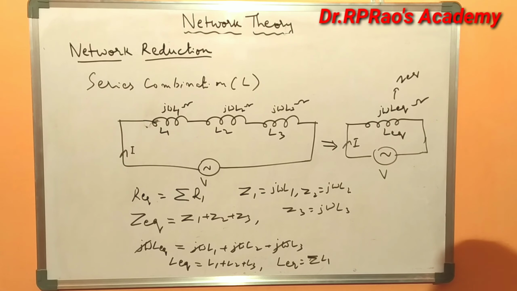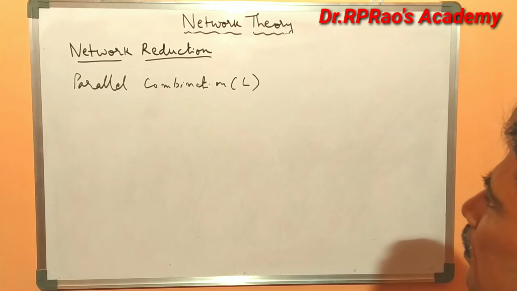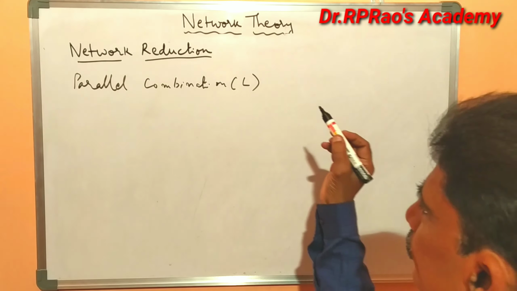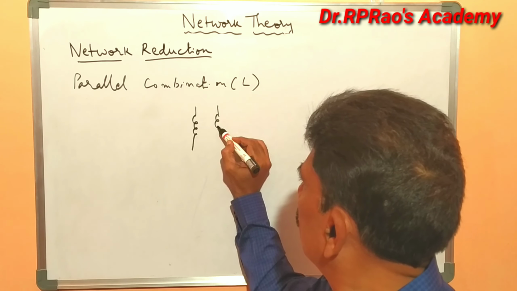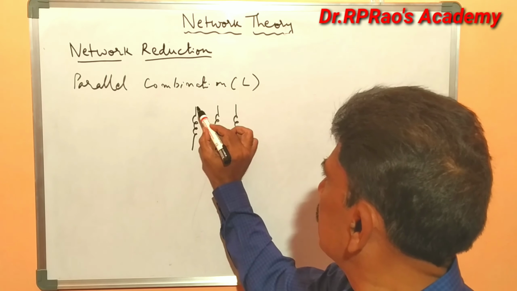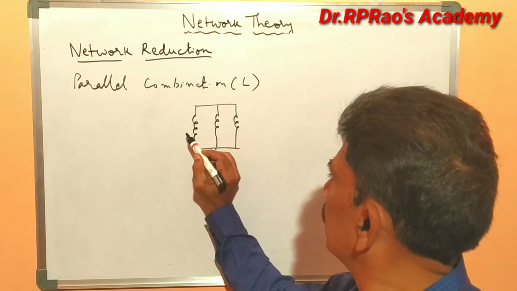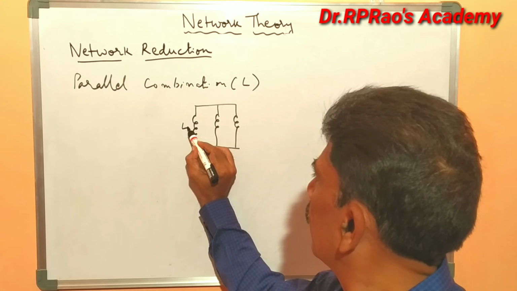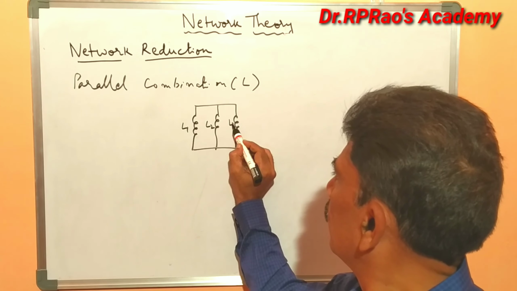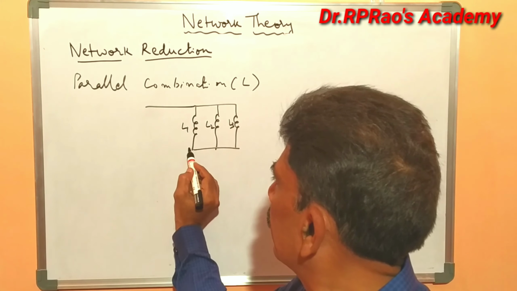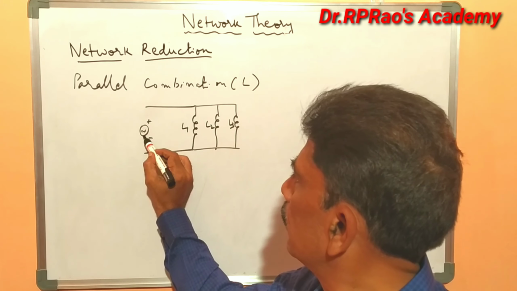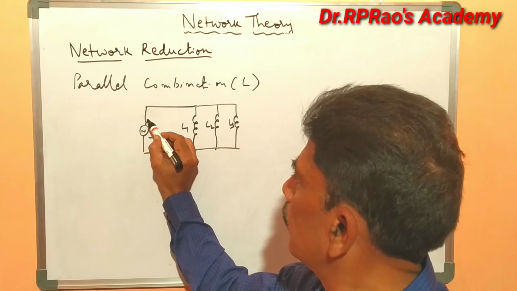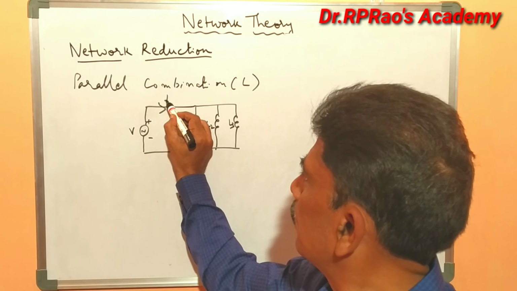Now let us see the parallel combination of inductors. Let us consider three inductors, L1, L2, L3, connected across an AC source, and the supply current is I.